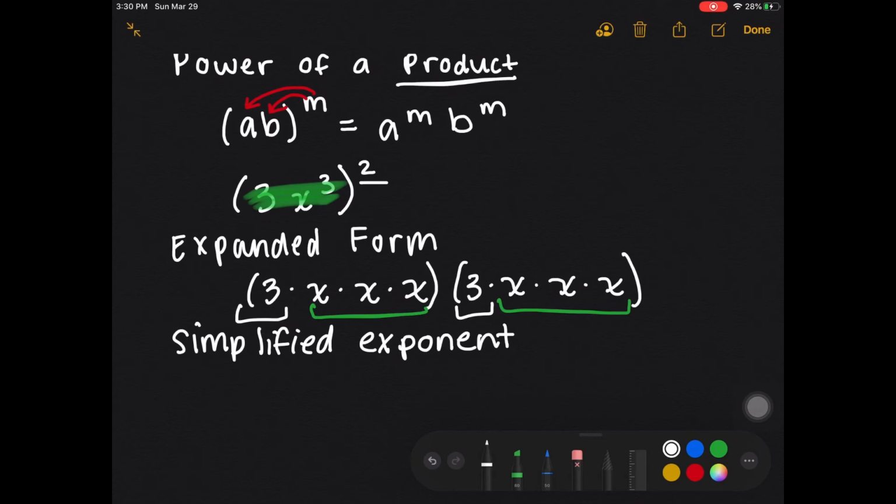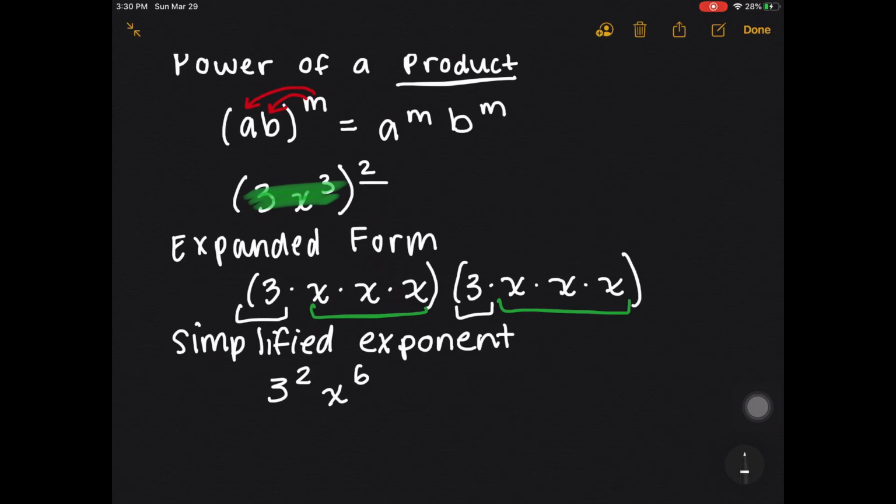So when we work here, we can take our 3, and we know that we have our 3 2 times. So 3 times 3 is 3 squared. And we know that we have our x 6 times. So we've got 3 squared and x to the 6th. Now, we know that 3 squared is equal to 9. So we can even go ahead and simplify this further into 9 x to the 6th.